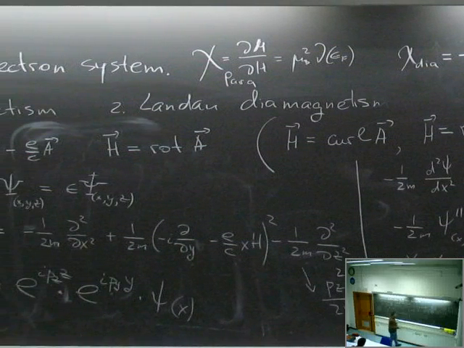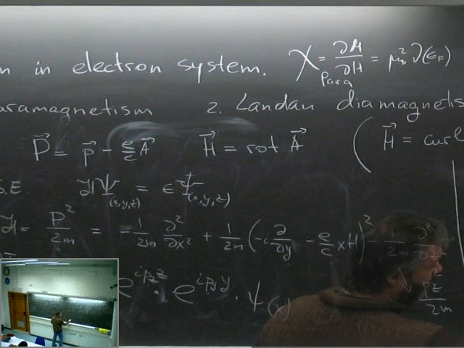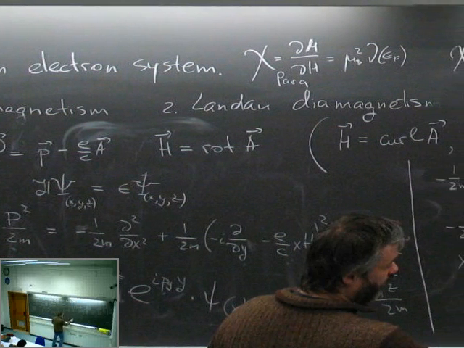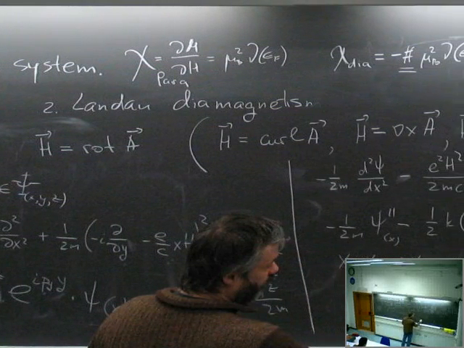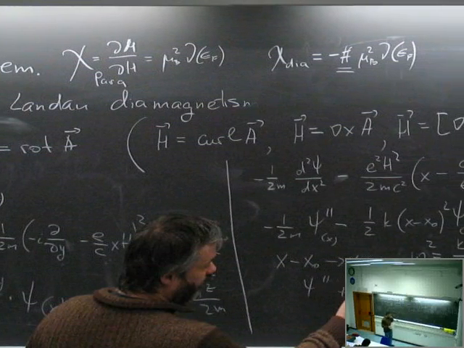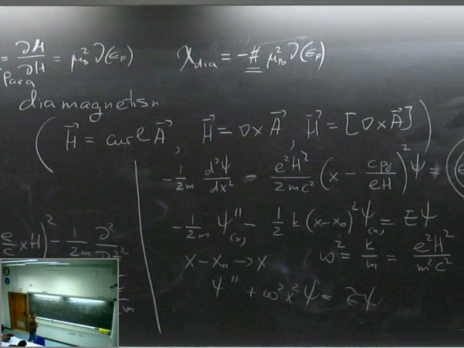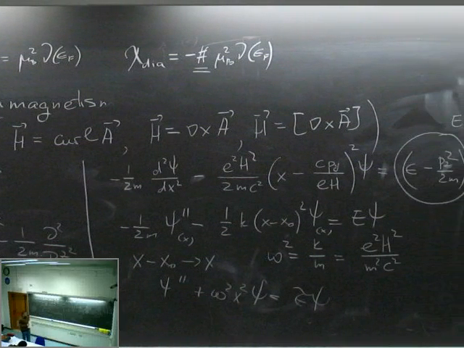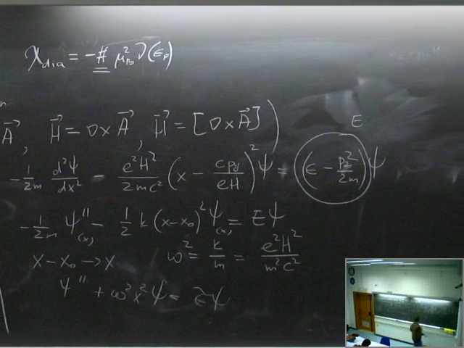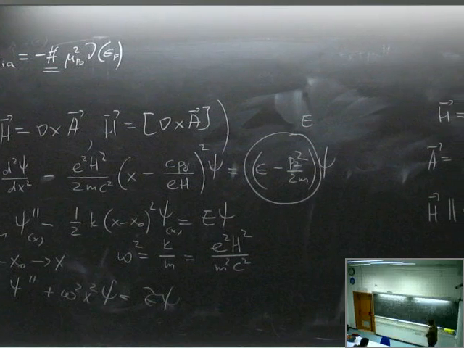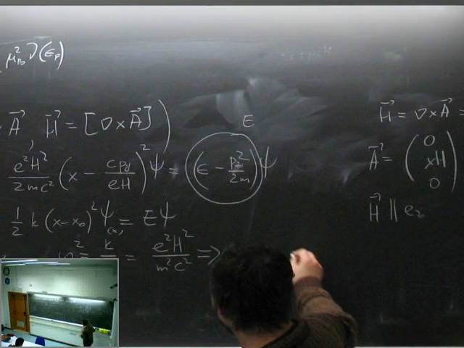So what I'm having here is psi double prime plus omega squared x squared psi is equal to some epsilon tilde psi. So this is the equation which I'm going to comment on. I'm not going to solve it. I rely on your knowledge of quantum mechanics. So this frequency is the cyclotron or Larmor frequency.